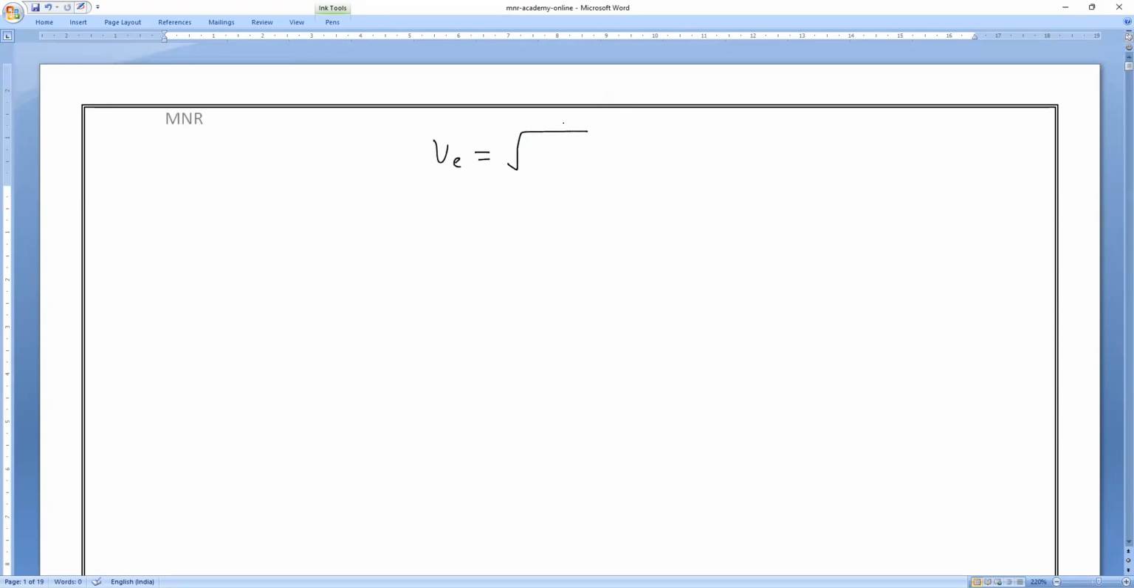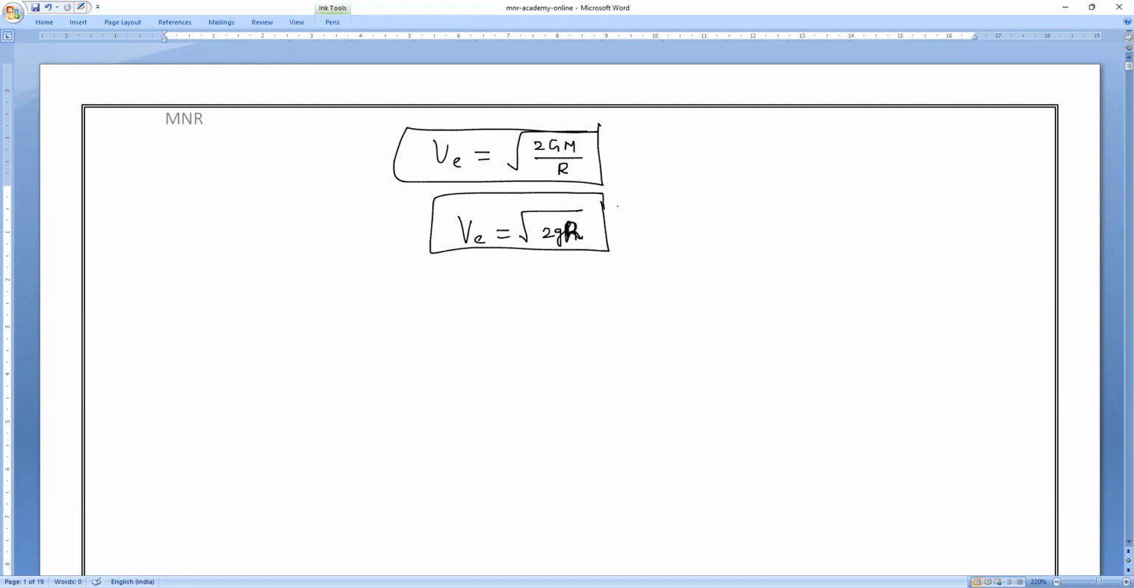What is the formula? It is equal to root over 2GM divided by R. We got it. Now, if you take it for Earth, so what is the velocity? Velocity for Earth, root over 2gR. Am I right, guys? Please respond. This is the velocity where the particle is on the surface of the Earth. So now we all know that.